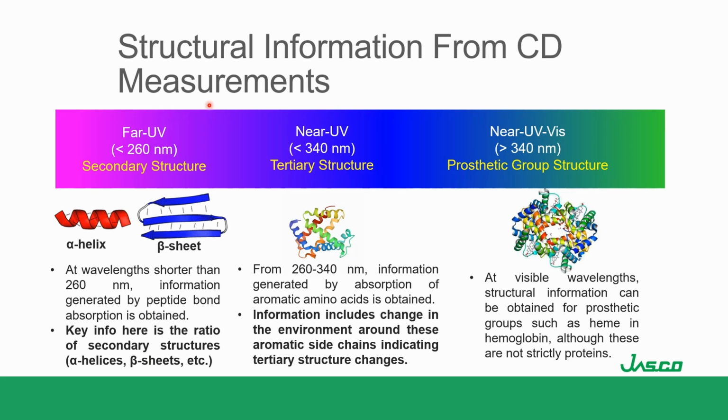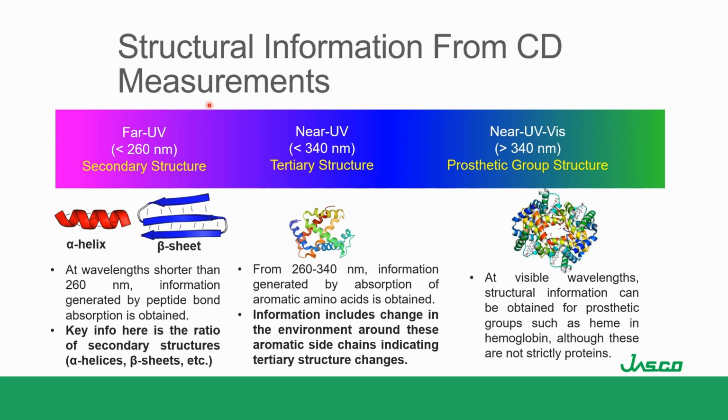In addition to the secondary structure, we can also look into the near UV to get an idea of what the tertiary structure is like. So this is looking at the amino acids that are aromatic, so phenylalanines, tyrosines, and tryptophan. And this really tells us how those aromatic side chains are being affected by changes to environment. So things like unfolding due to pH, you can look at this tertiary region.